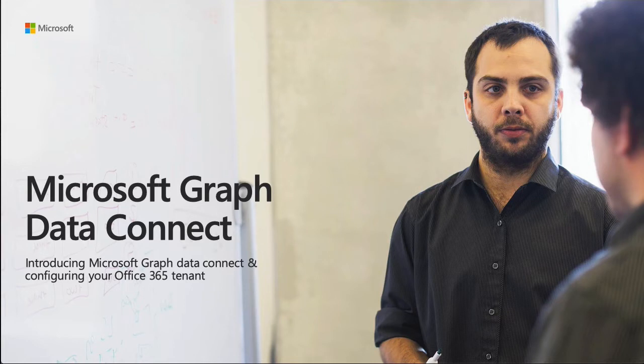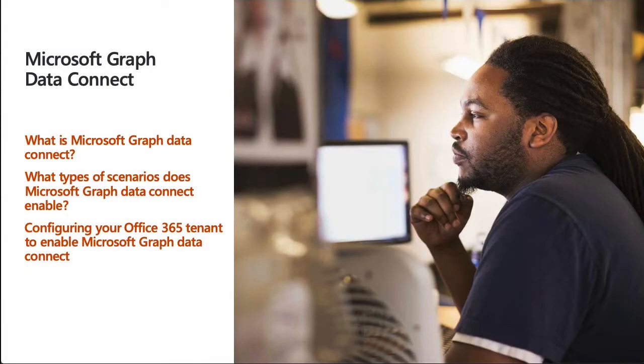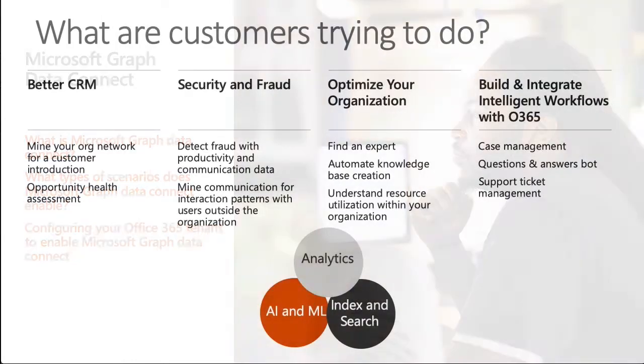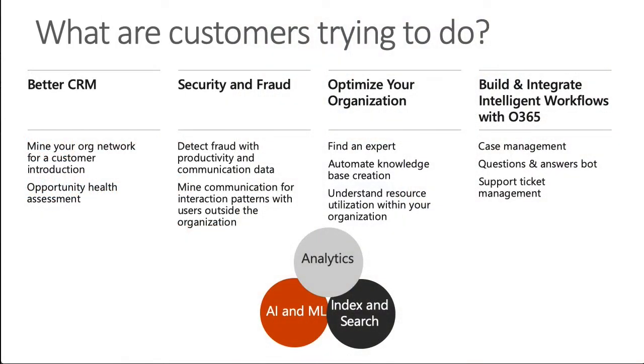So in this screencast, we're going to talk about Microsoft Graph Data Connect. And in this first section, I'm going to introduce you to what Graph Data Connect is, understand the scenarios that it's going to enable, and then we're going to look at how to enable it inside of our application or inside of our Office 365 tenant. Now, let's start by first understanding, well, what's the challenge here? What are customers trying to do?